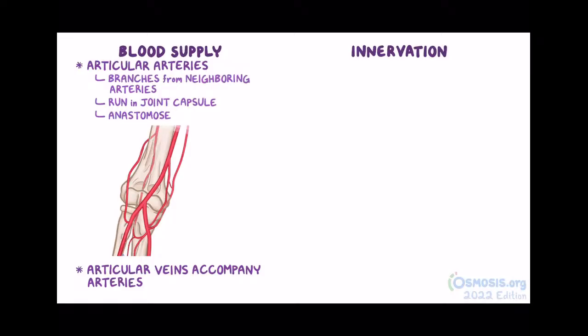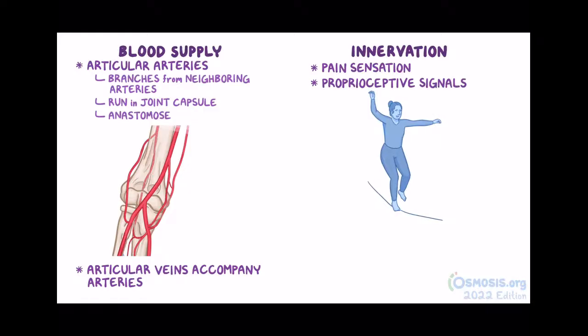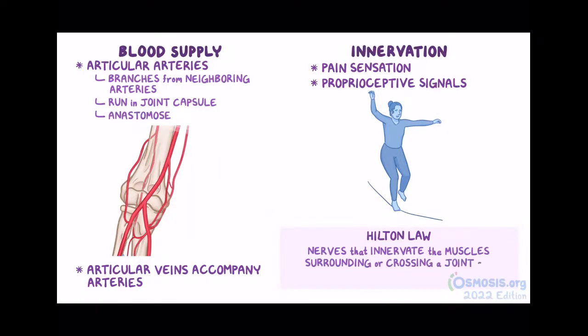Joint innervation is also important for providing pain sensation, as well as proprioceptive signals that carry information about the movement and position of the body. Hilton's law states that the nerves that innervate the muscles surrounding or crossing a particular joint also innervate the joint itself and the skin surrounding it.